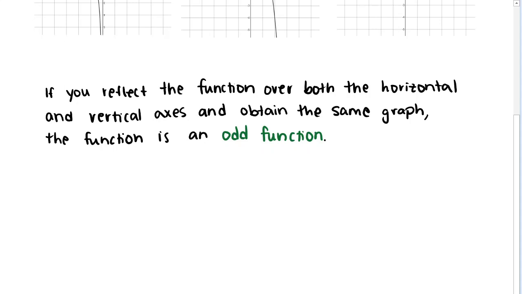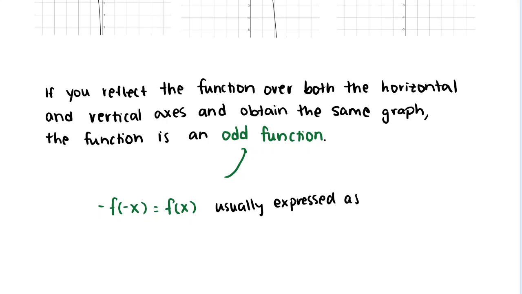Just like how we did this for even functions, we wrote that in function notation. To write this in function notation, if I take my function and reflect it horizontally and vertically, we get the same result. That's what we call an odd function. Usually it's not quite written in this way. Usually it's more convenient for us, or more useful to us, to write it as f of negative x is the same as negative f of x.